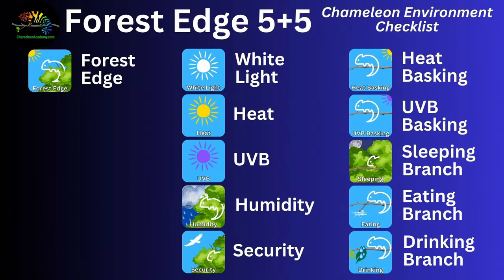And so his keepers decided they were going to upgrade, and they got this very nice tall hybrid dragon strand cage. And they really set it up nicely. So we're going to go through the Forest Edge 5+5 method, and we're going to evaluate every aspect of this cage setup. First of all, Forest Edge. If you remember, the Forest Edge means there is a heavily planted area, and then there's an open area either on top or to the side where the chameleon could bask.